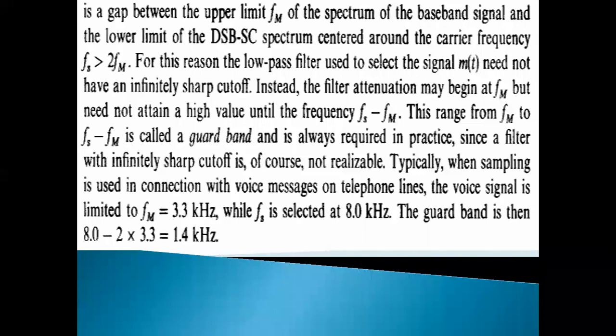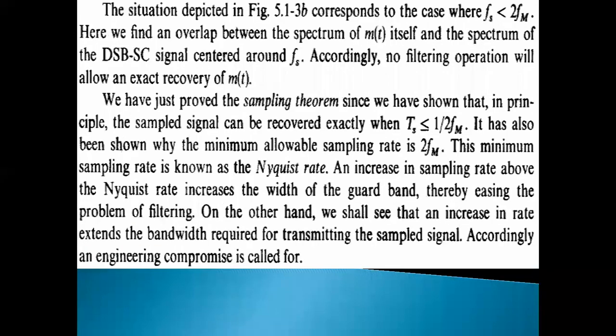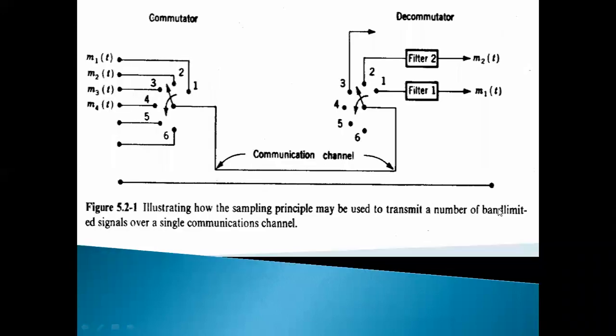Okay, now there is one more thing: the fs equal to 2fm condition. The fs equal to 2fm condition is called the Nyquist rate. All this was already discussed in the class. This is the minimum sampling rate, known as the Nyquist rate. What is the minimum sampling rate? Fs is equal to 2fm, or Ts is 1 by 2fm. That is the minimum sampling rate, which is known as the Nyquist rate.